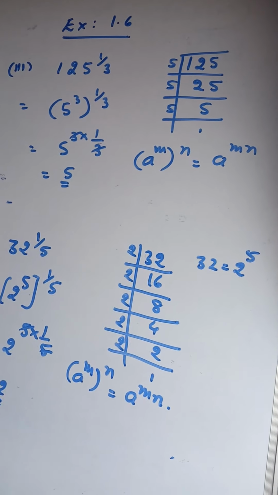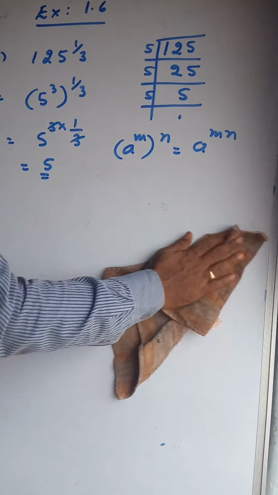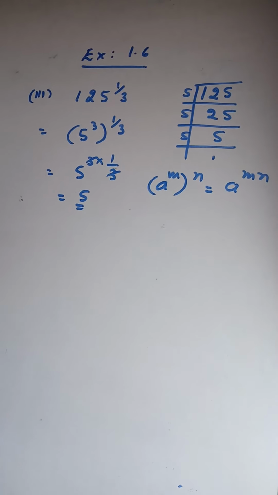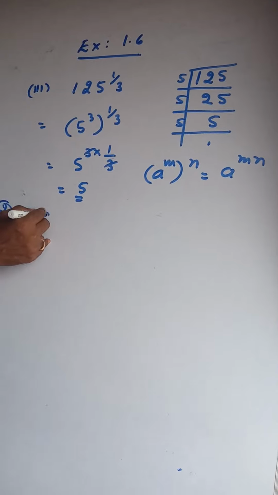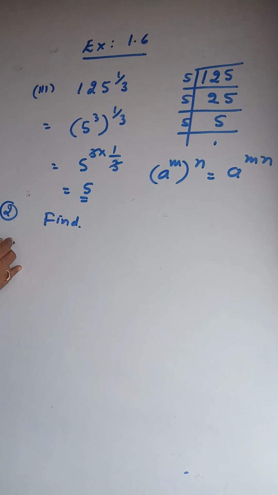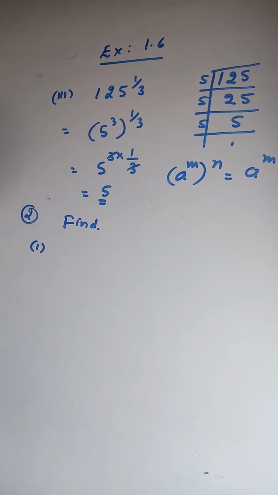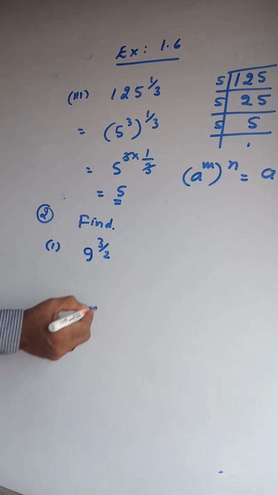Second question. Again, find. Question number 2, again find is given. In the find, the first problem is 9 raised to the power of 3 by 2, 9 raised to the power of 3 by 2 is given.